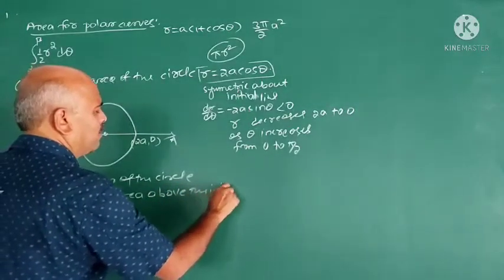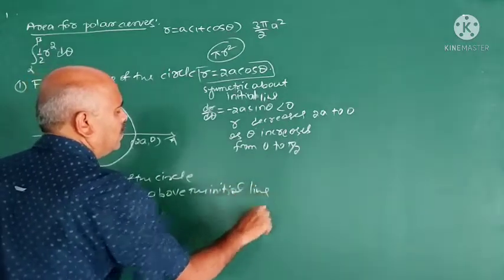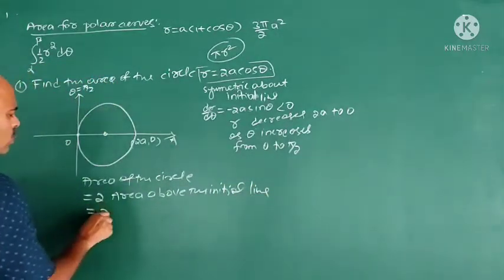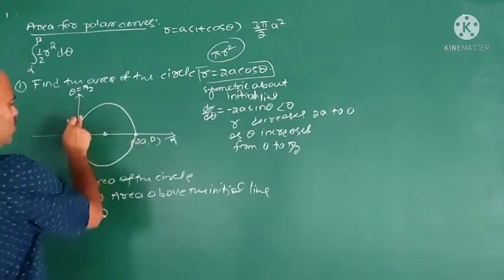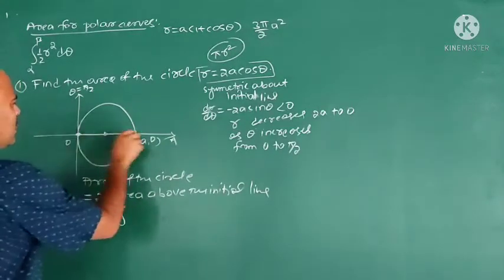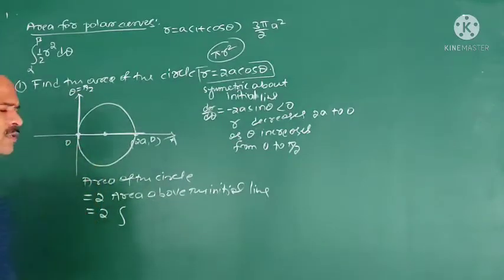Above the initial line, it is 2 for above the initial line. Theta varies from 0 to pi by 2. Therefore, the limits are: this is theta 0, this is theta pi by 2.